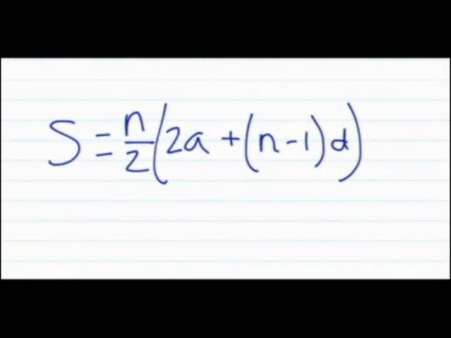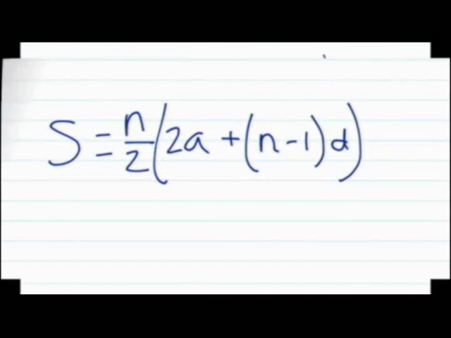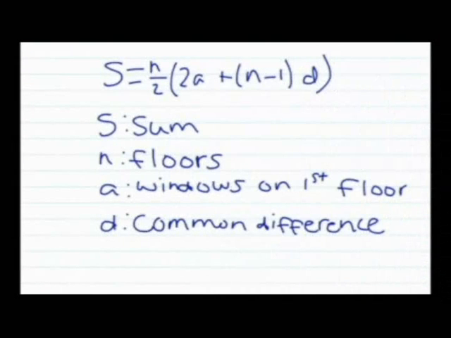This is the formula. S equals n over 2 times (2a plus (n minus 1) times d). "Looks like a bunch of letters to me," says Bob. Well, S stands for the sum. N, in this case, stands for how many floors you have. A is how many windows are on the first floor. D is the common difference, or in our case, how many windows you add each floor.